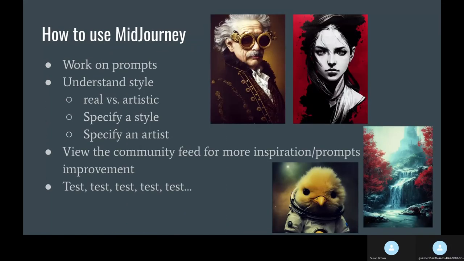Okay, so how to use MidJourney? Obviously, we talked about it. Work on the prompts. That's the hardest part. Understand your style versus real versus artistic. If you're trying to go for real, you're going to be using terms like realistic, photorealism, 8K. If you want a style, then you have to specify the style. So for example, you have a steampunk Albert Einstein in a Baroque outfit.